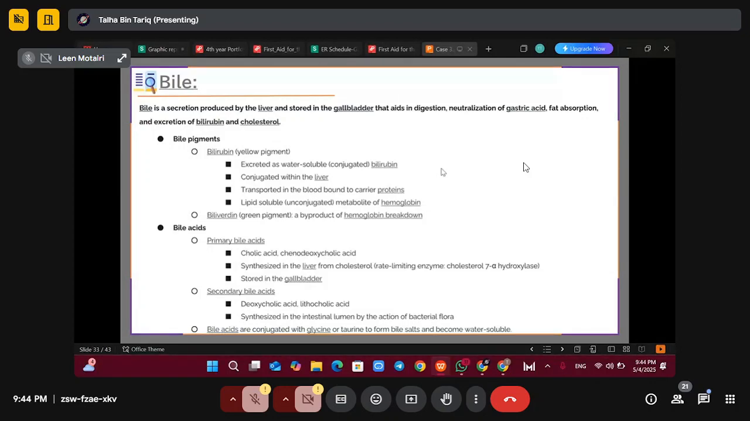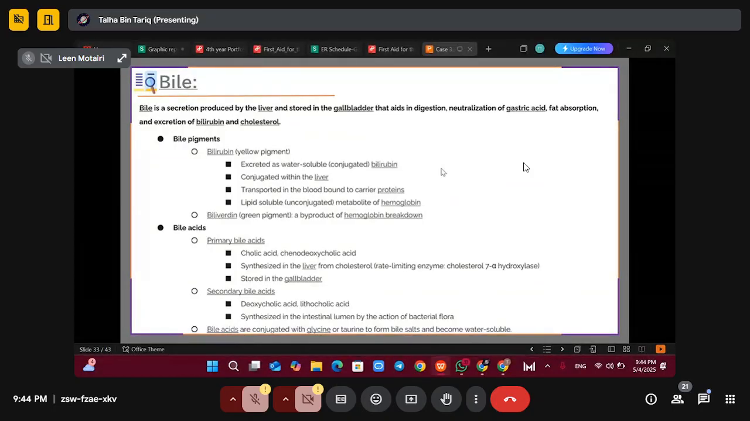This is very important because once you have the primary bile acids, they are conjugated with glycine or taurine, so they become bile salts. These bile salts will go into your intestines, and these primary bile acids are then converted into secondary bile acids. Very important is that the bile acids are conjugated with the help of glycine or taurine, and they form bile salts and become water soluble. Before, they are not water soluble. Once they are in the form of bile salts, they become water soluble.